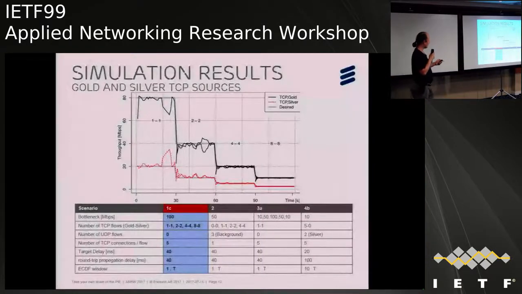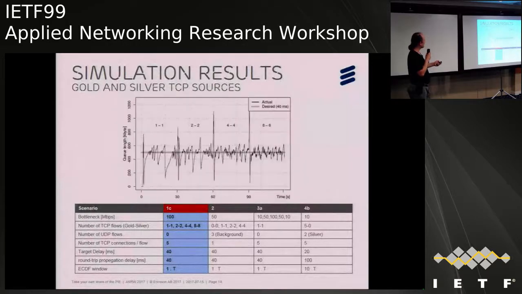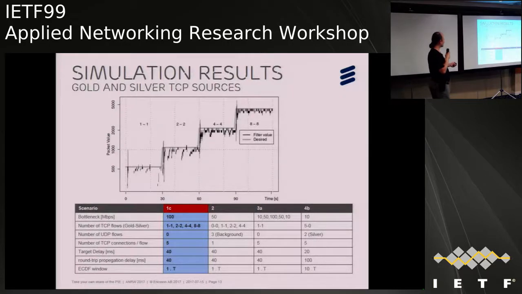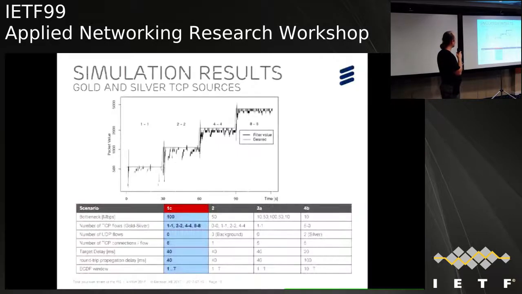And this is mainly because of the 1-1 user case. So this is the packet value filter versus the time.